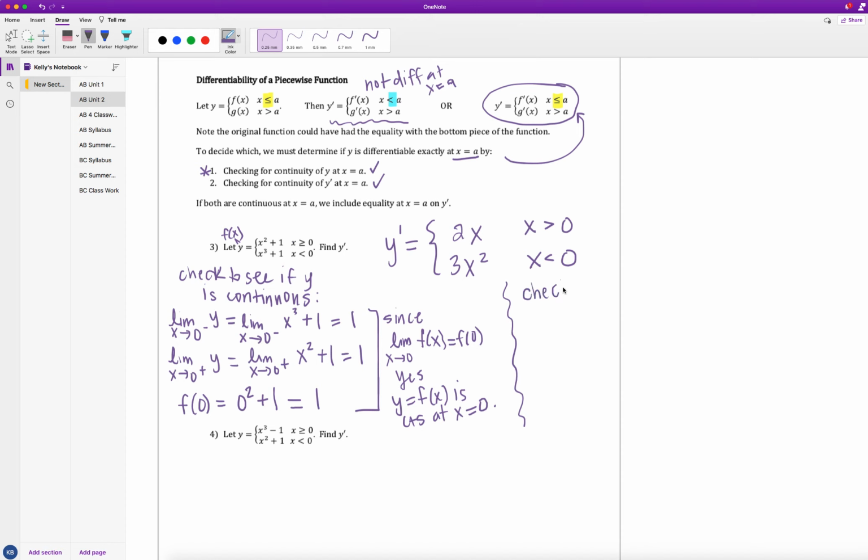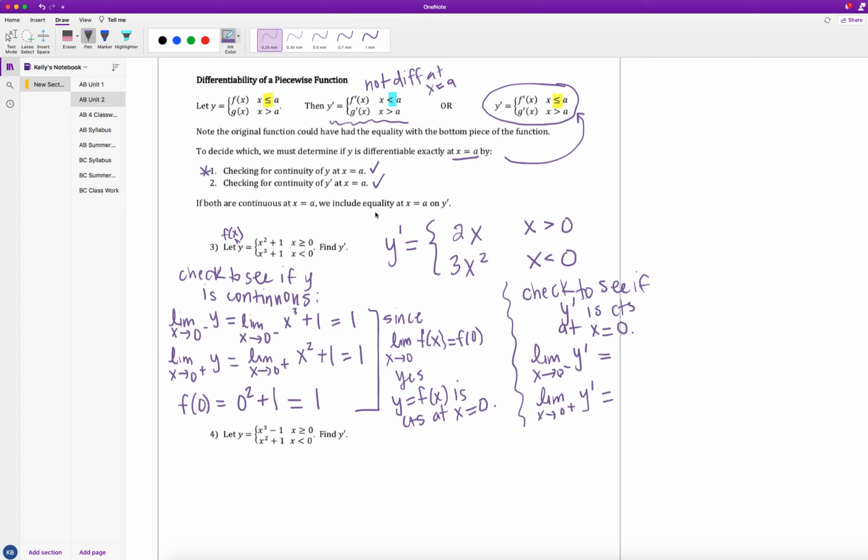So we're going to check to see if y prime is continuous specifically at x equals 0. I know it's continuous everywhere else. It's the breakpoint that we're curious about. So we're going to have to compute both the left and the right limit as well to start with on these. So we'll have to compute the limit as x approaches 0 from the left of y prime and the limit as x approaches 0 from the right of y prime.